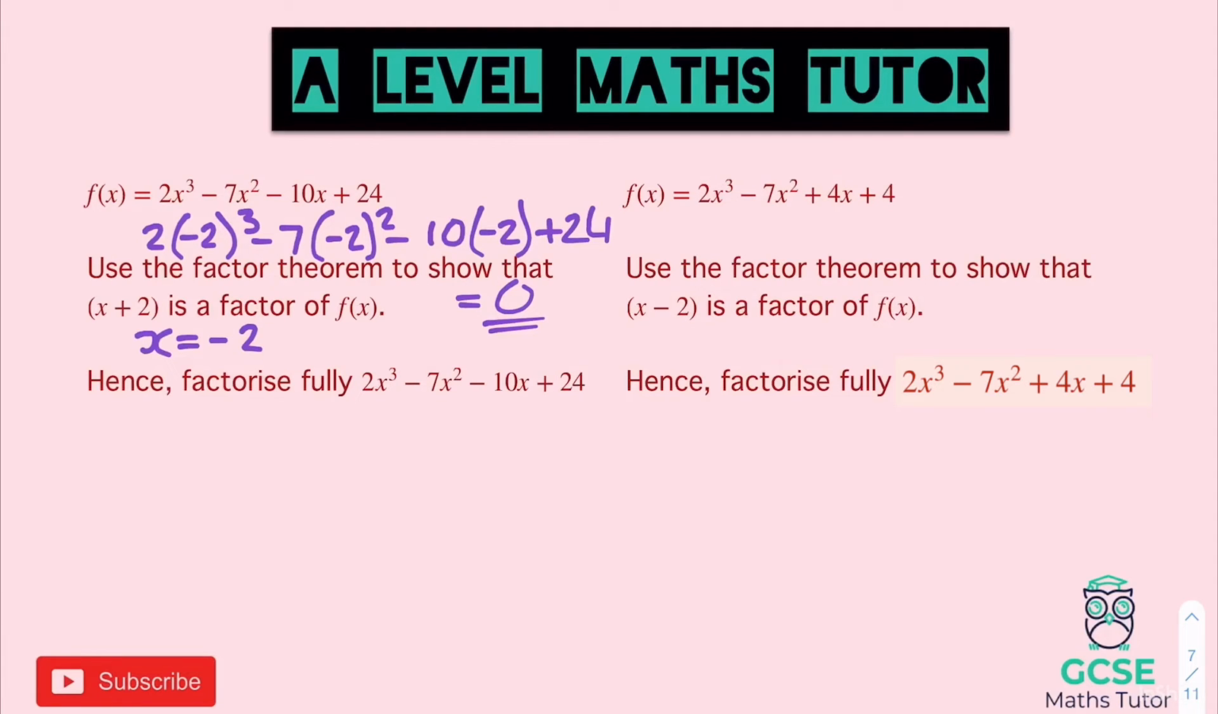It's this second part really that we're focusing on. So it says hence fully factorise this. So at the moment we have x plus 2 as a factor. Let's write that again. X plus 2 as a factor. And we're trying to get to this one up here.